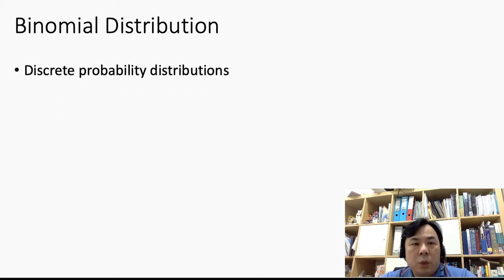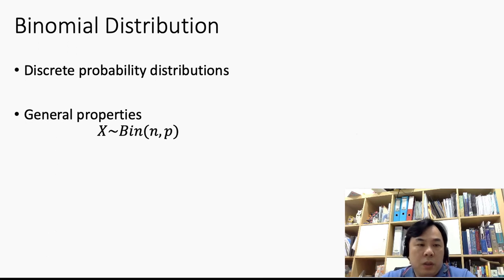Now, binomial is a discrete probability distribution. It has the following general properties, as listed here. First of all, the general notation is written as X having a binomial distribution with two parameters here. The first one being n, which represents the number of trials, whereby p represents the probability of success.